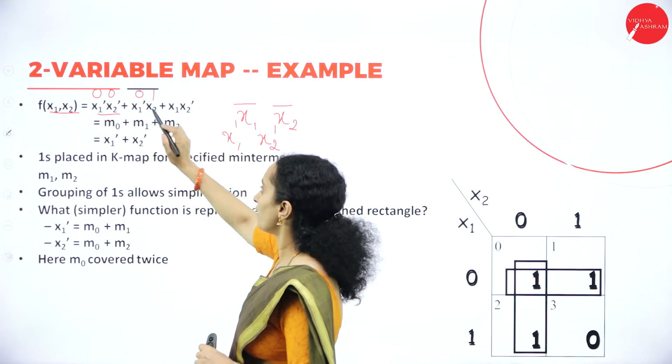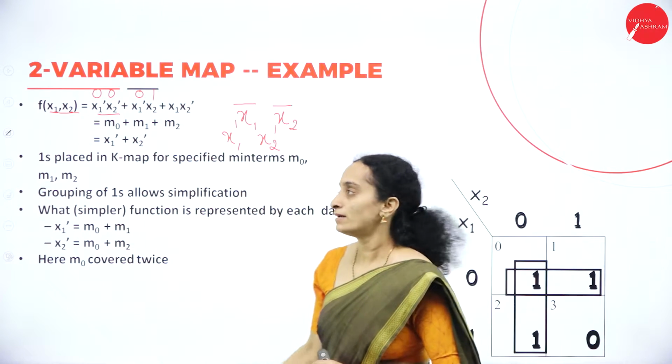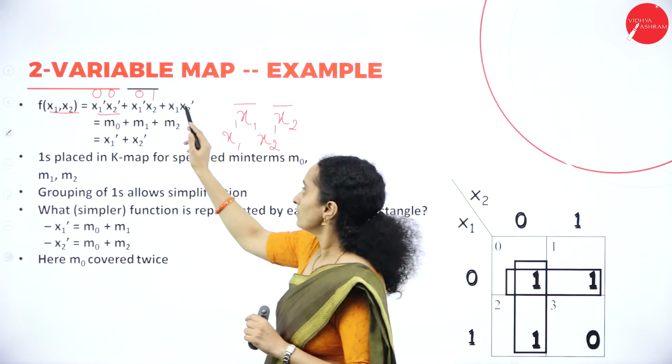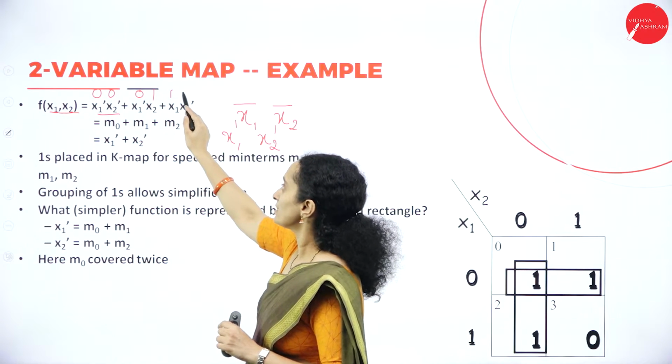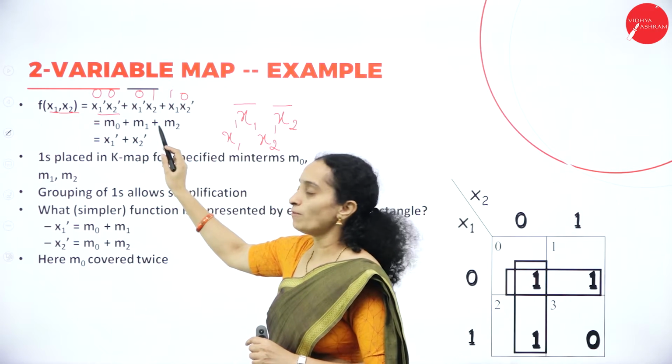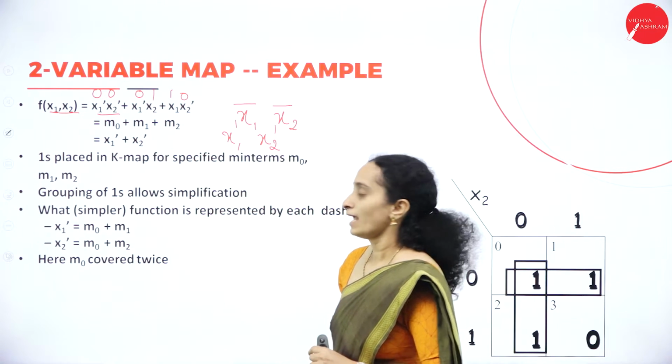That means m1. Next we have x1 x2 dash. That means x1 is in normal form, 1, and x2 dash is in complement form, 0, so 1 0. That means the function is m0 plus m1 plus m2.